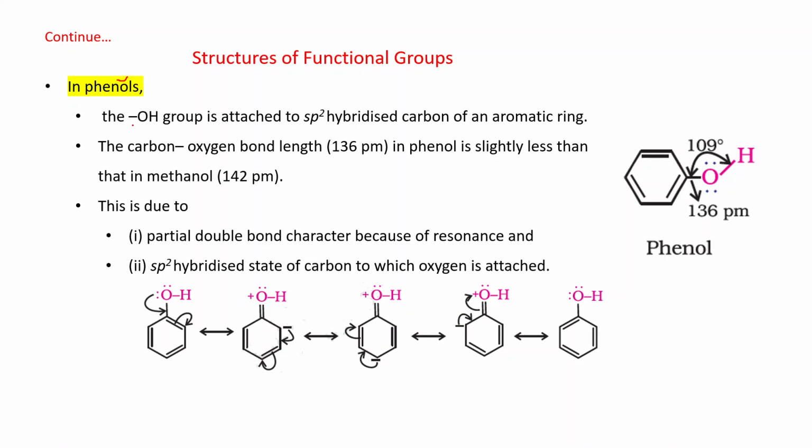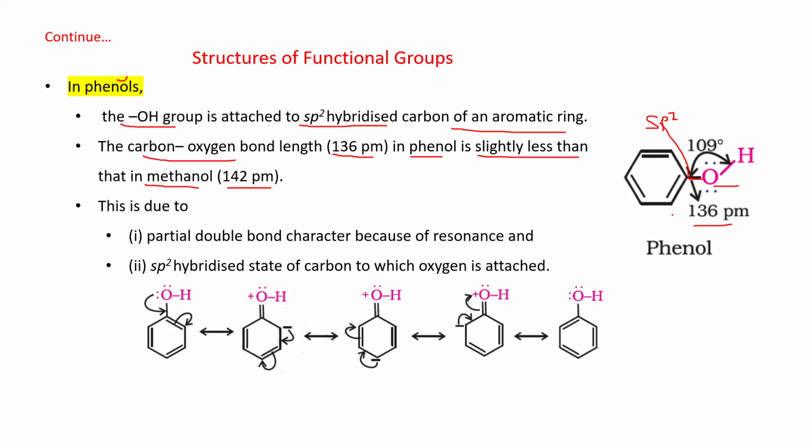In phenols, the OH group is attached to an sp2 hybridized carbon of an aromatic ring. Now this carbon of the benzene ring is sp2 hybridized. The carbon oxygen bond length, 136 picometer in phenol, is slightly less than that in methanol, 142 picometer. You can see this bond length, okay, this is 136 picometer, while in case of methanol this is 142 picometer.